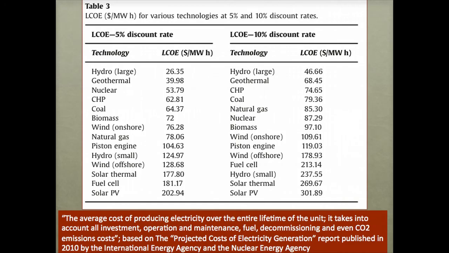Levelized cost of electricity, or LCOE, is the only economic sustainability indicator Maxim considers. LCOE is generally used to compare the average production cost, or break-even sale price, of electricity for various generation technologies over their entire life cycle. Maxim uses the Projected Costs of Electricity Generation report published in 2010 by the International Energy Agency and the Nuclear Energy Agency for the LCOE data. This report displays the LCOE for approximately 200 power plants located in 21 countries, which can be classified into various technology types.